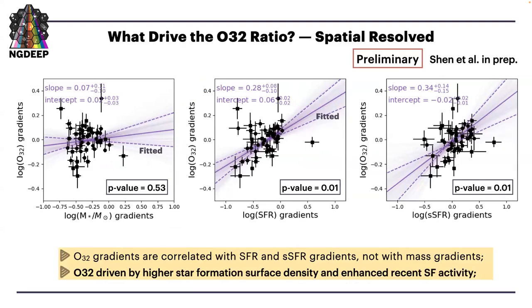And we see no correlation with the stellar mass gradient, but we see a strong correlation with the star formation rate gradient and specific star formation rate gradient. So this gives us the same result as I showed in the 2D histogram, that the resolved O32 ratio is highly correlated with the star formation rate surface density and enhanced star formation rate activity.